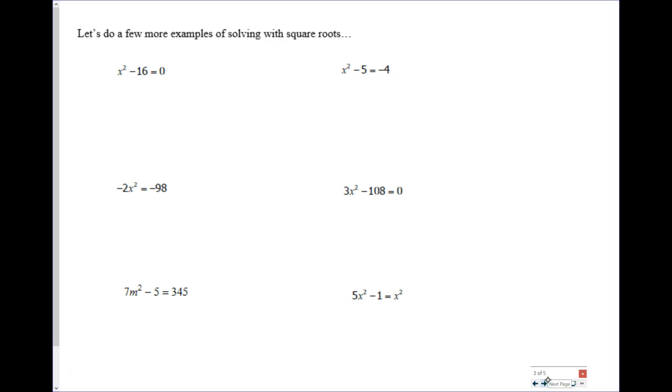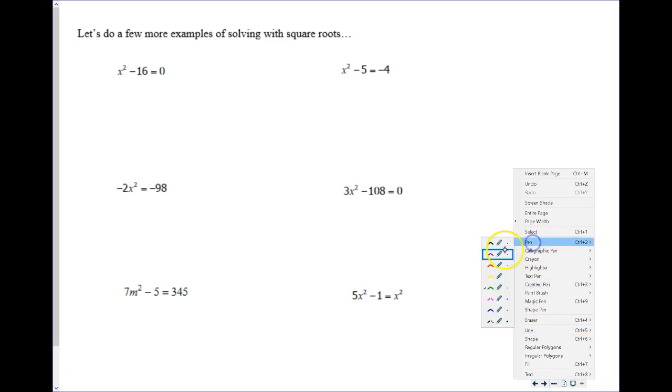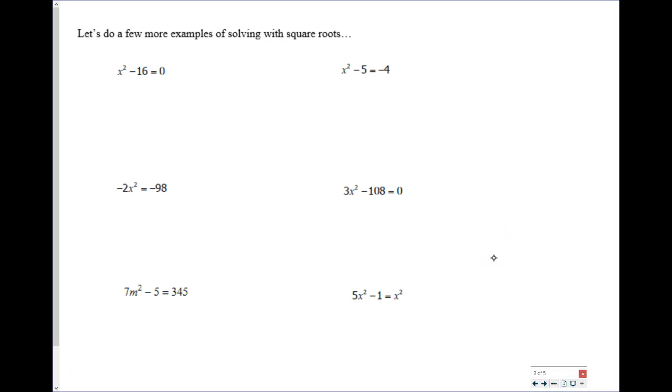All right, the first 2 are going to appear pretty normal. The first 2, I've got an x squared minus 16. I'm going to add the 16 over. This cancels out. I get x squared equals 16. I've got just the x squared alone, so that cancels out. I square root both sides, and I get x equals plus or minus 4.